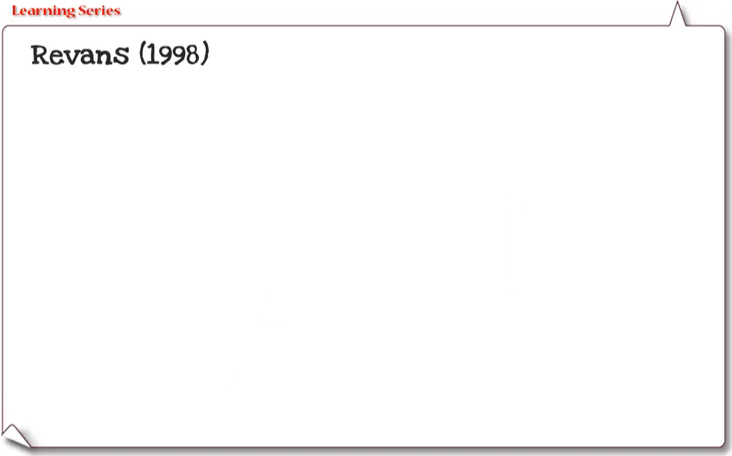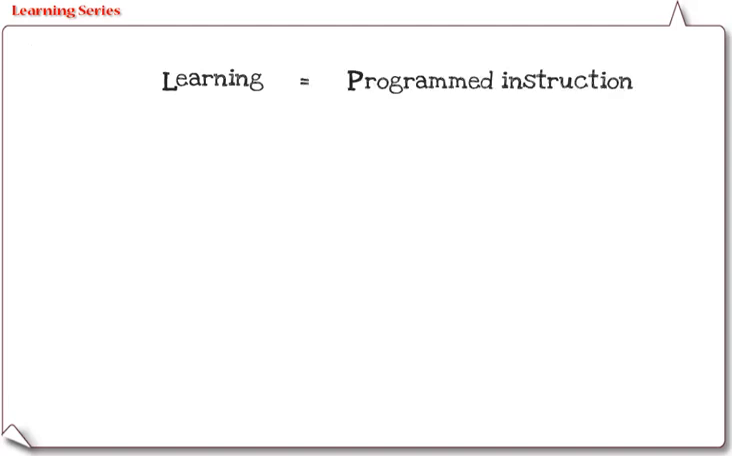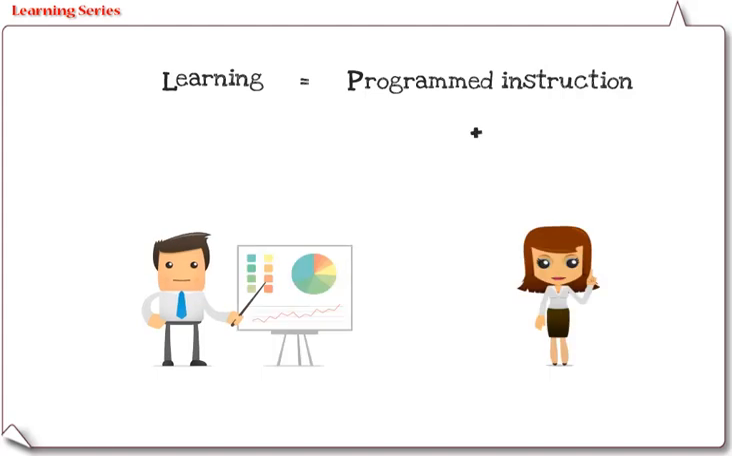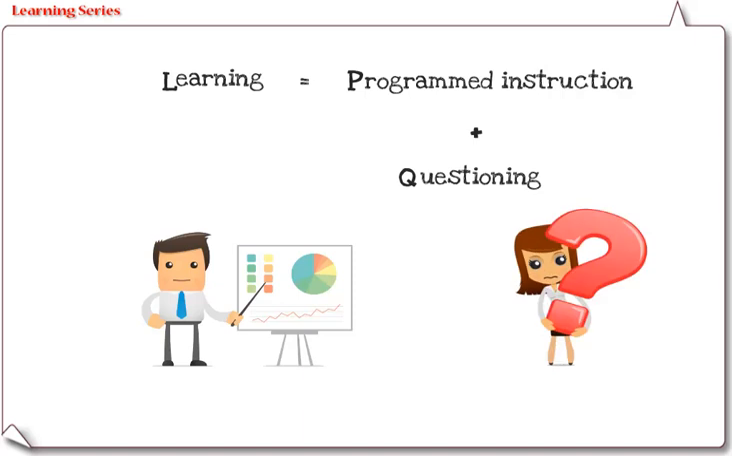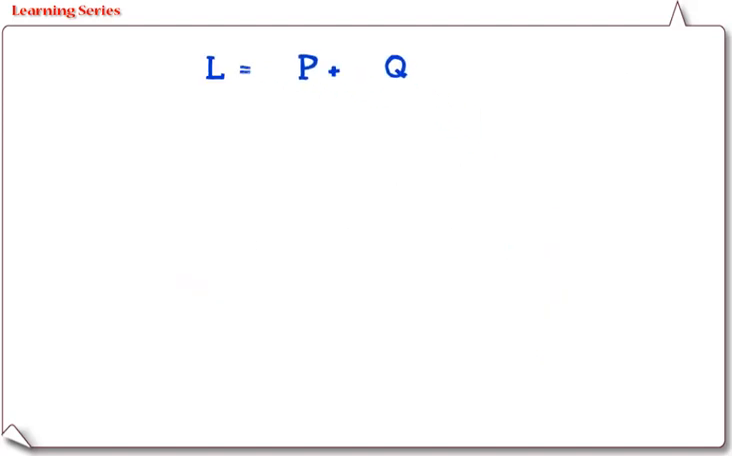Revans describes learning as having two components: programmed instruction, where a teacher or instructor provides information to the learner, and understanding that arises when learners use questioning to help each other explore the situations they face. This second component can be referred to as action learning.